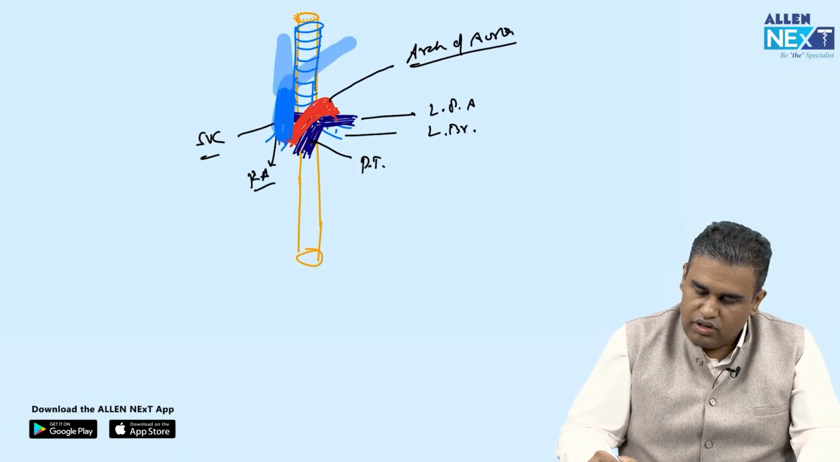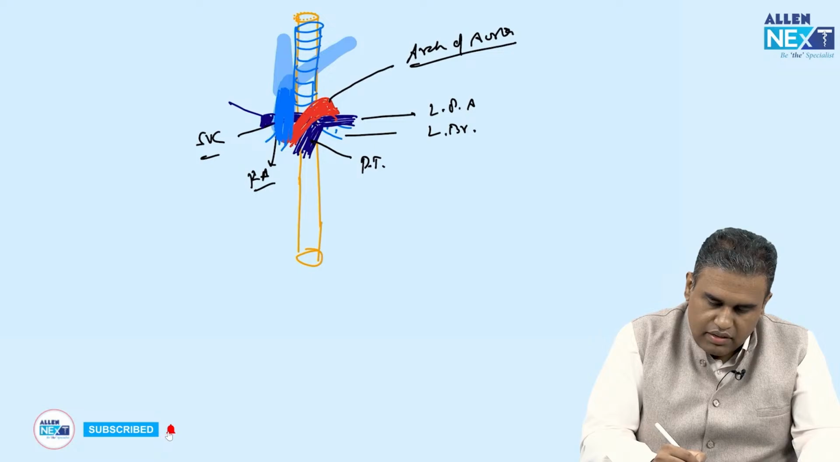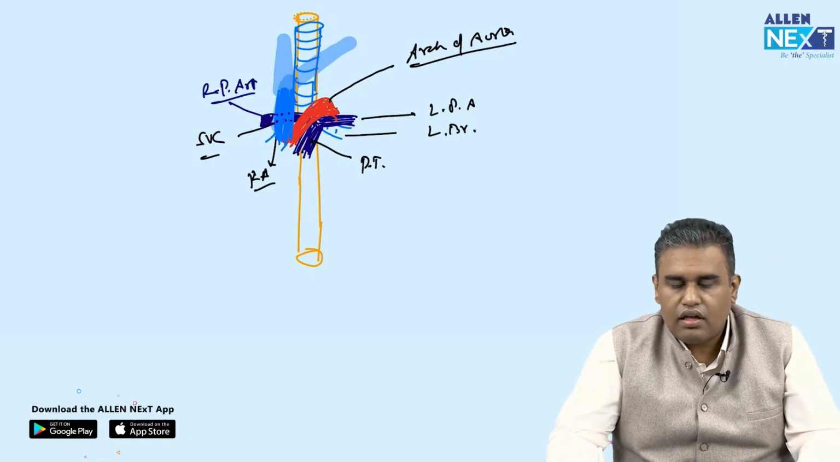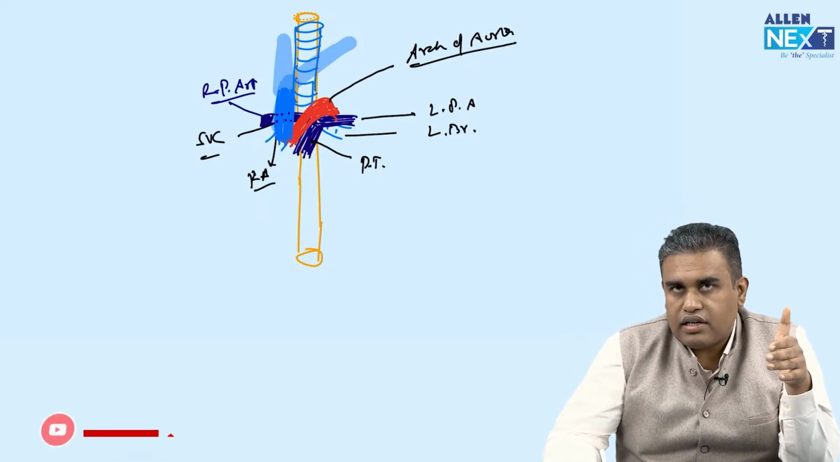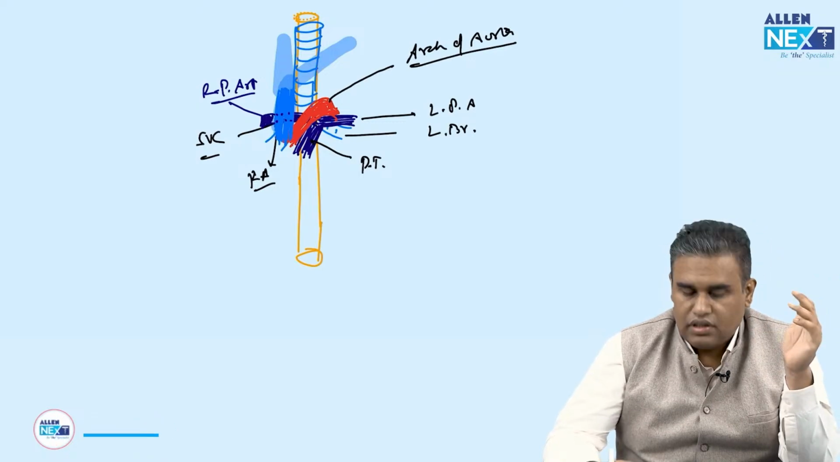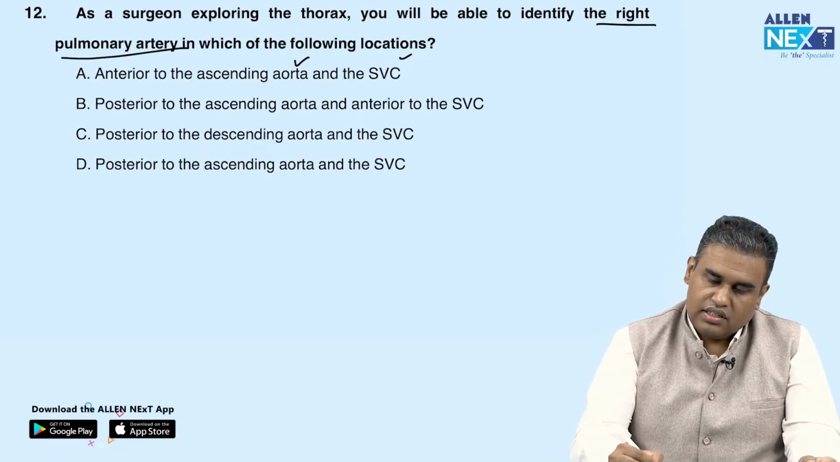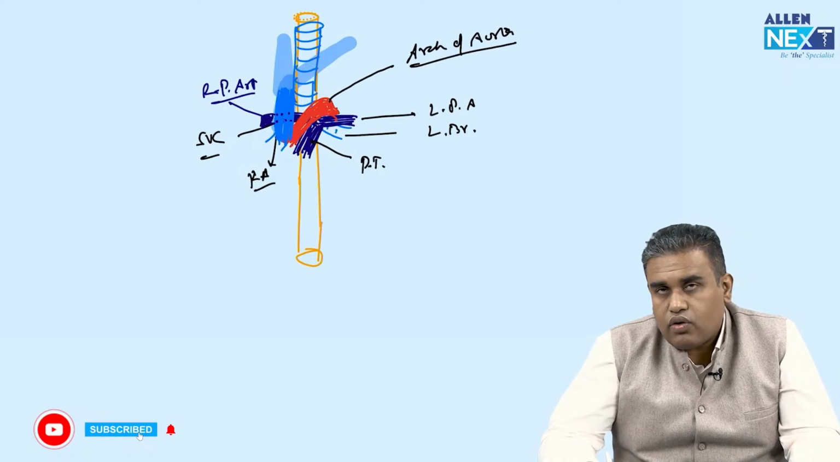So it is lying more anteriorly, and behind it, this was the right pulmonary artery coming up from behind. So most posterior is the esophagus, then the trachea, then the pulmonary artery bifurcates. In front of the pulmonary artery, we have the aorta and SVC. If you come back to the options, they are asking about the right pulmonary artery. Look over here, where is the location of the right pulmonary artery? It is behind the aorta and the SVC.